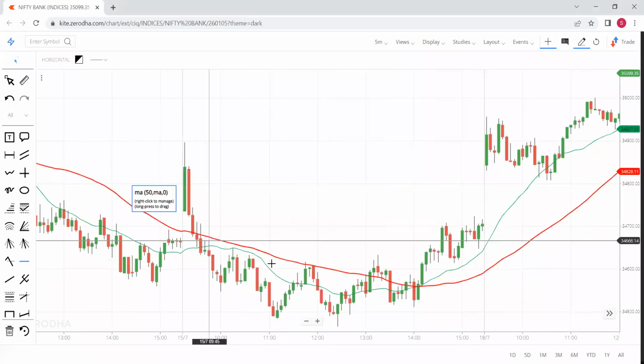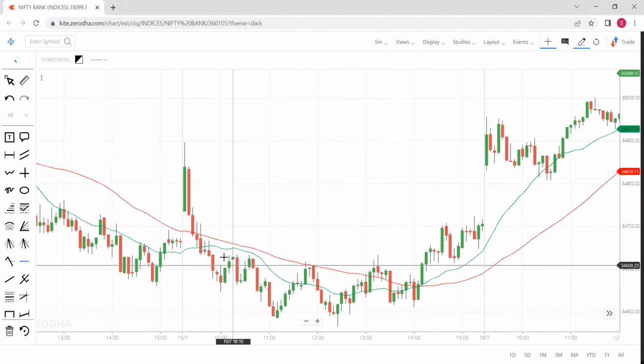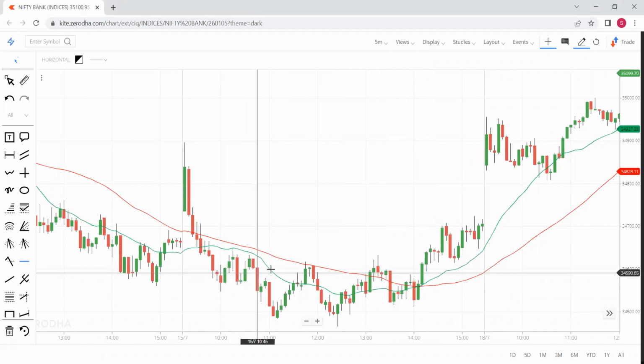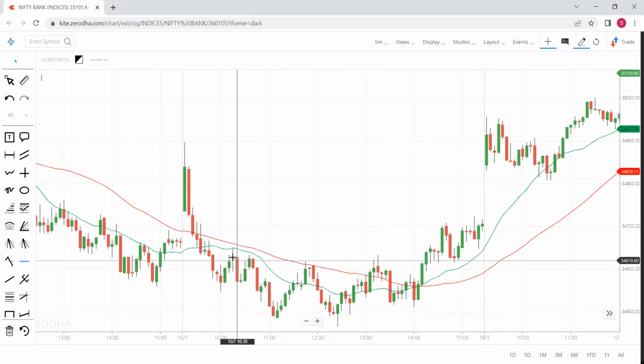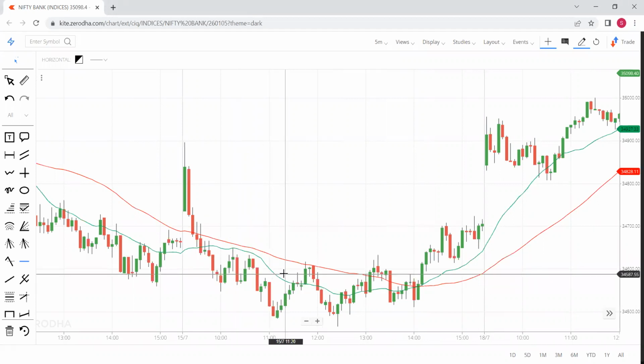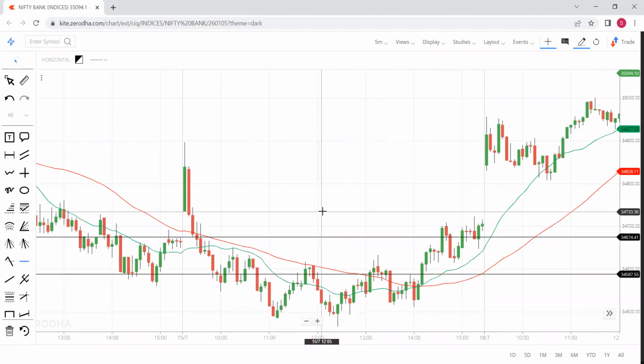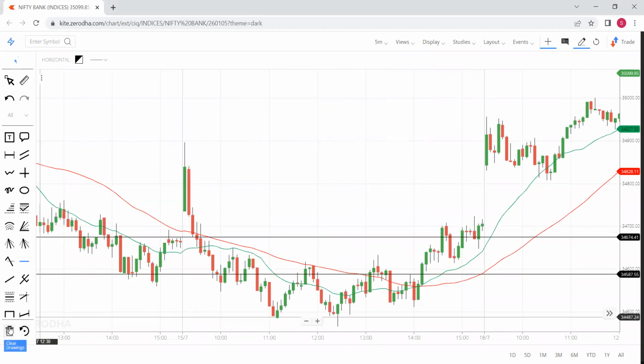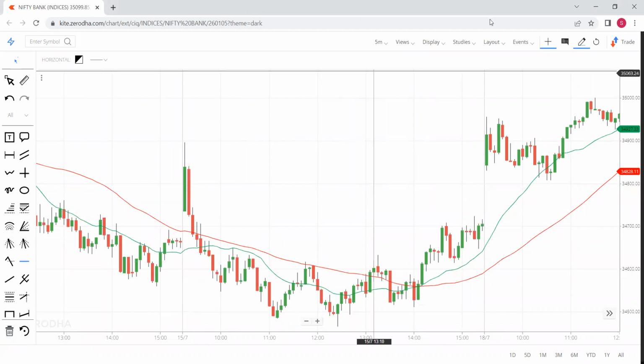It was a falling and a parallel day. I would be choosing to enter around this candle and confirmations. The entry would be at 34,585. The stop loss would be 34,674. But unfortunately, the stop loss got hit. Let's see a few more trades.